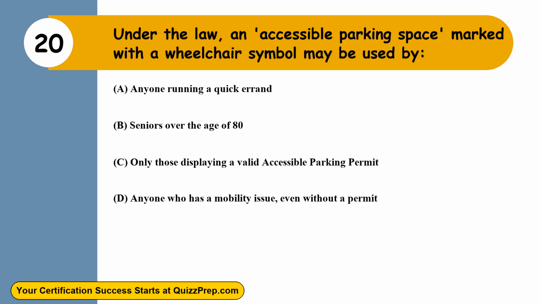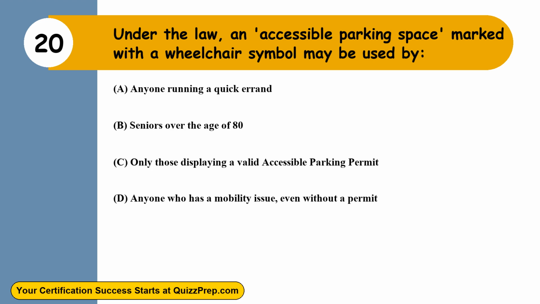Question 20. Under the law, an accessible parking space marked with a wheelchair symbol may be used by Option A, anyone running a quick errand. Option B, seniors over the age of 80. Option C, only those displaying a valid accessible parking permit.